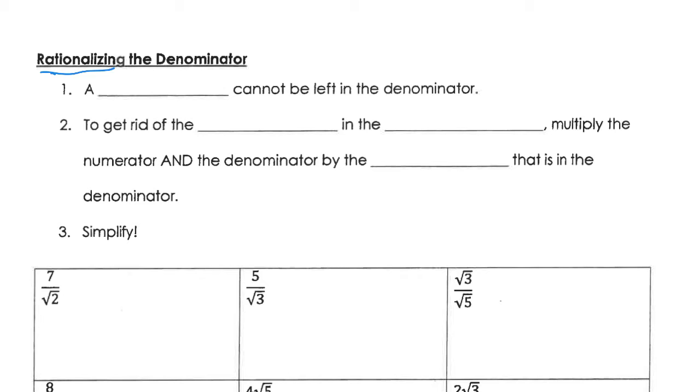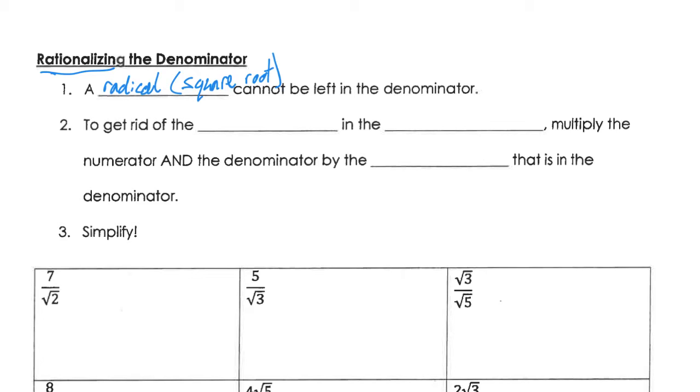So if you remember, the irrational numbers often come from a square root, and we call that sign a radical. So a radical sign cannot be left in the denominator. Okay, so that's a square root. So if you see any square roots in the denominator, we have to get rid of them, and I'm going to show you how.